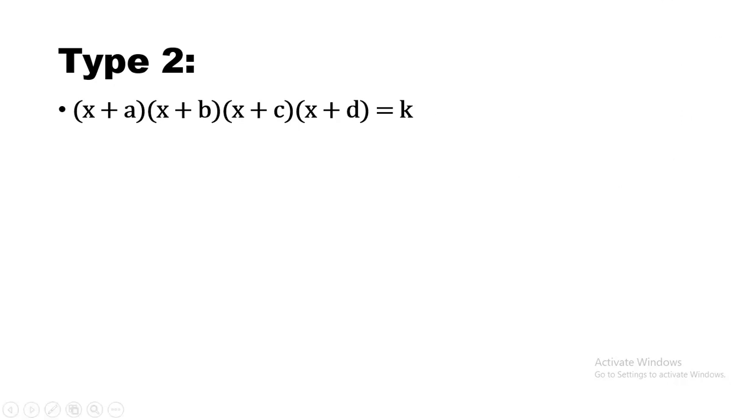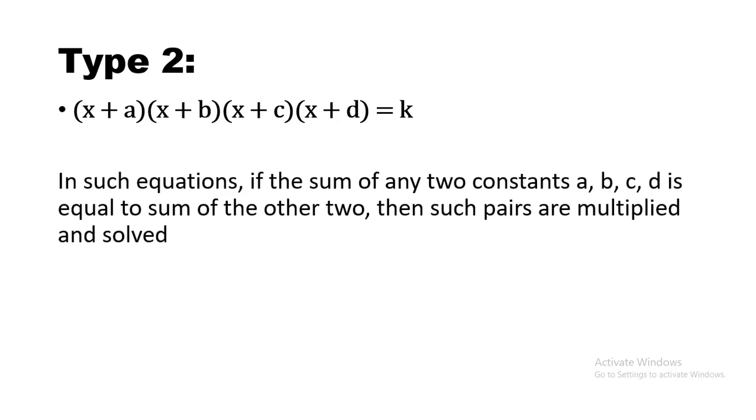Now, if this type of equation is given to you, what are we going to do first? In such equations, if the sum of any two constants, that is a, b, c, d, is equal to the sum of the other two, then such pairs are multiplied and solved.